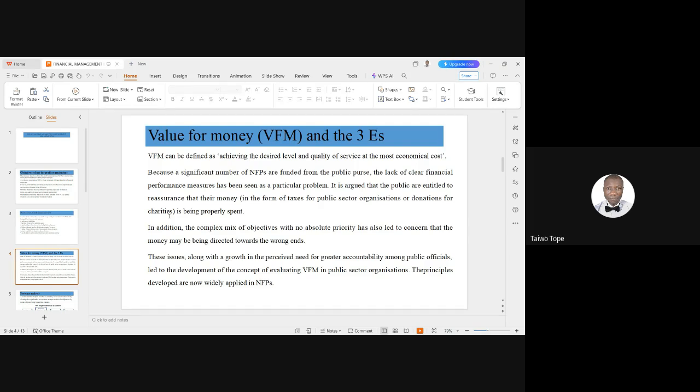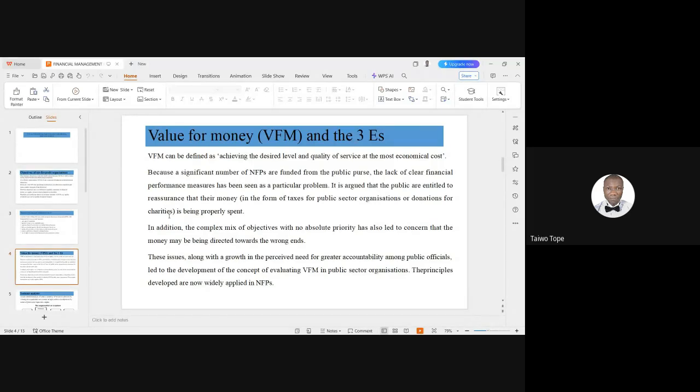It is argued that the public are entitled to reassurance that their money is being properly spent. In addition, the complex mix of objectives with no absolute priority has also led to concern that money may be directed towards wrong ends. Yes, that is very clear, especially in a country where people are not sincere. You donate your fund, they can divert it to another thing to achieve their own personal gain.